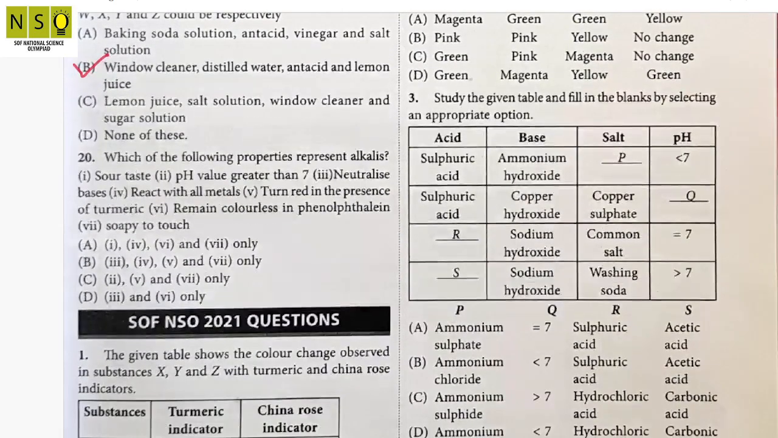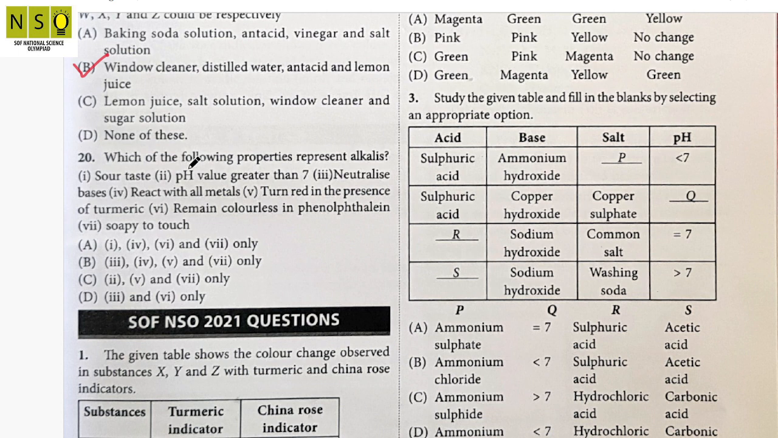Now the 20th question says, which of the following properties represents alkalis? Sour taste, pH value greater than 7, neutralize base, react with all metals, turn red in the presence of turmeric, remain colorless in phenolphthalein, soapy to touch. Now from all these, we have to find out which properties are of alkalis. Okay, so let's see.